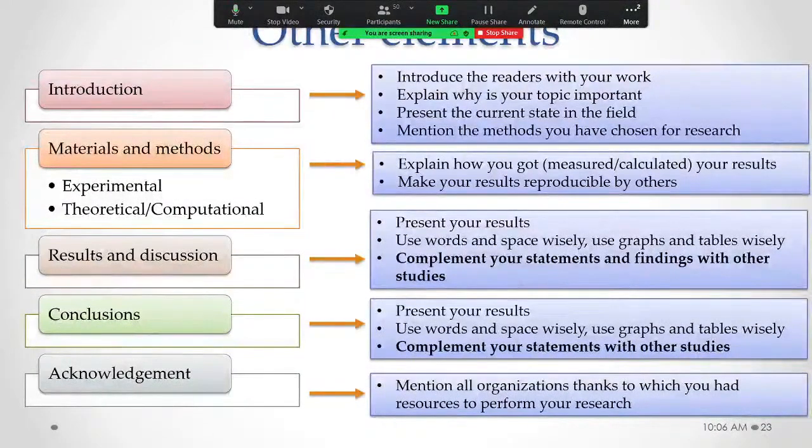It is very important to acknowledge all persons and organizations which have made it possible for you to do that research. For example, if you use supercomputing capacity of some laboratory, mention that laboratory. Mention all the people. This section is usually not long. It has 2 or 3 sentences. I'm mentioning in all of my papers the Ministry of Education, Science and Technological Development of Republic of Serbia, because that is the institution which has provided us with resources to perform this research.